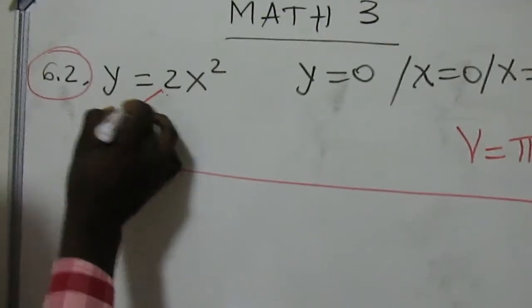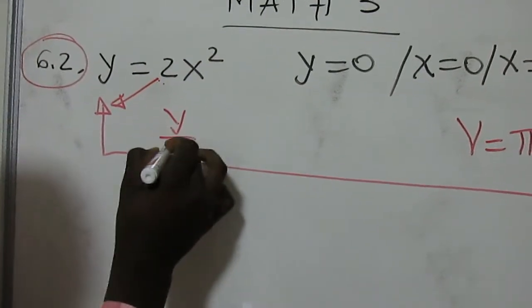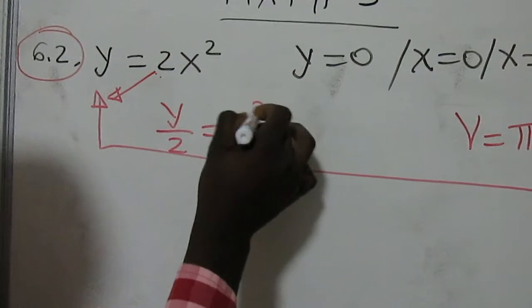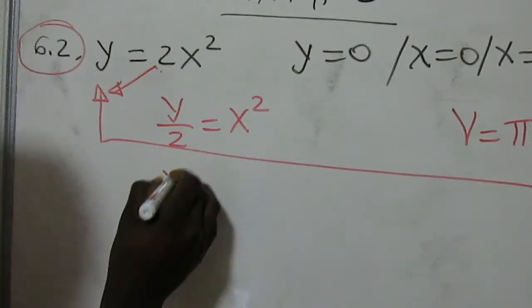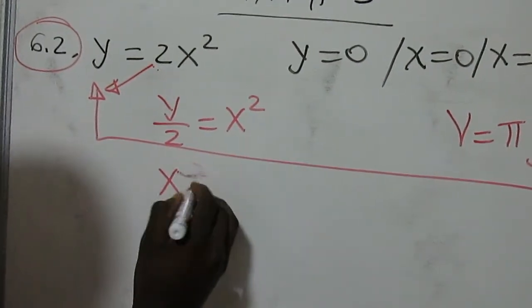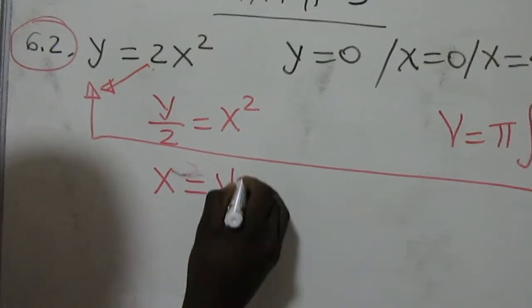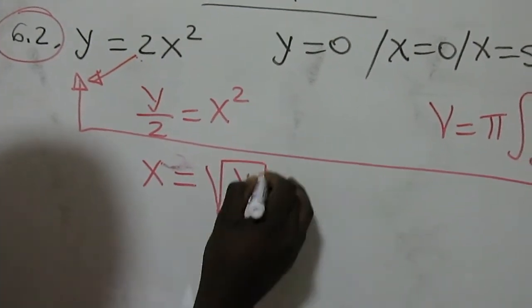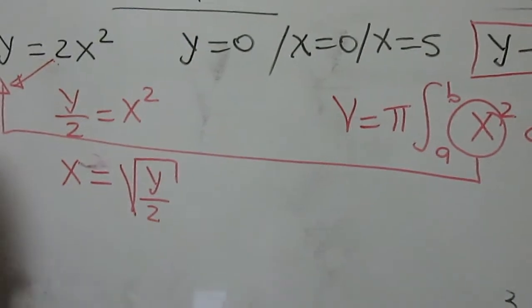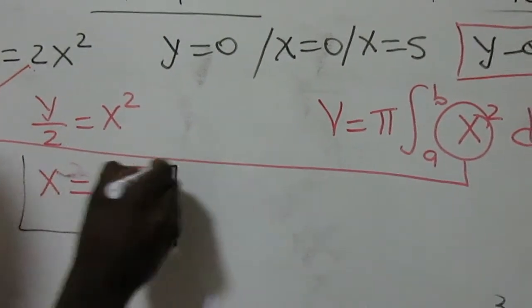So if you have to change it to x, you're going to see what? You have these two will go down. So we're going to have y over 2 equals x cubed squared. Therefore, our x will be given by the square root of y over 2. Can you see that? So this is our function x.